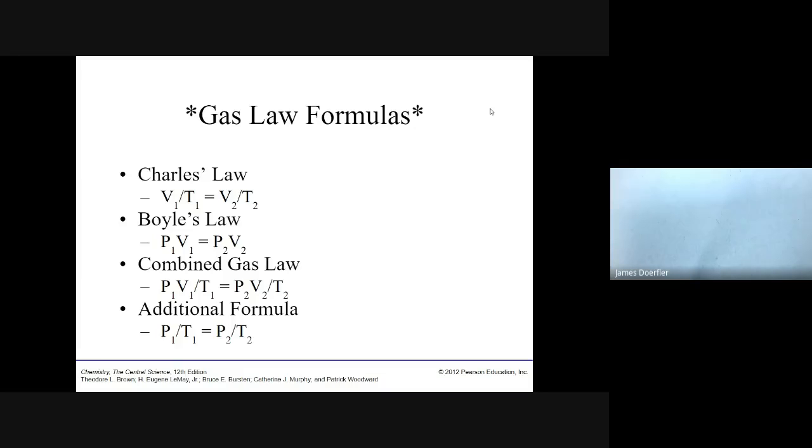Oftentimes these are all related to a form of PV = nRT, but if you look here, besides R, what is missing? n. So oftentimes the amount of the gas is held constant. And this last formula doesn't really have a name, so I just call it the additional formula. That's when we look at how temperature affects pressure when volume is constant.